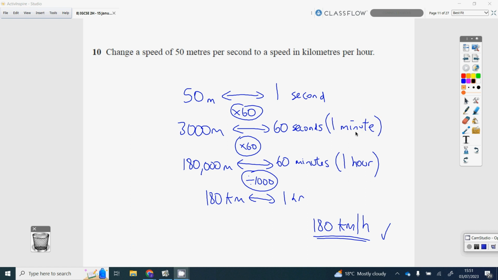Now, what about in an hour, where an hour is 60 minutes? So times this by 60 again, and it shows this number of meters you could go in 1 hour. So 180,000 meters in 1 hour. But we want to know it in kilometers. There are 1,000 meters in a kilometer, so we divide the 180,000 by 1,000, giving us 180 kilometers traveled in 1 hour. So the speed is 180 kilometers per hour. It's all about appreciating that a speed is just the distance you travel in an hour.